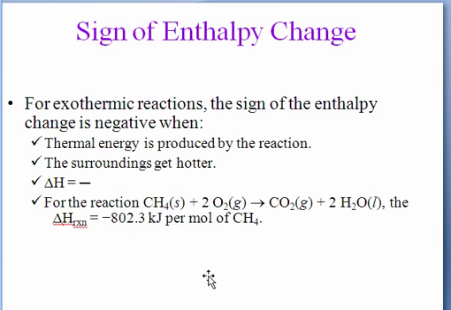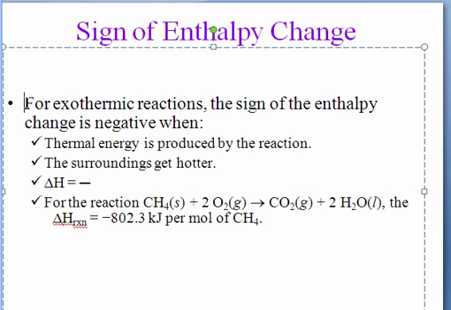So we haven't really had to deal with signs very much in this class, except when we were talking about temperature, when we dealt with negative temperatures. In enthalpy, the sign is very important, and it tells us the direction the heat is flowing. It is negative when a reaction is exothermic. Thermal energy or heat is produced by the reaction and leaves the chemicals. Therefore, the surroundings get hotter, and delta H is negative.